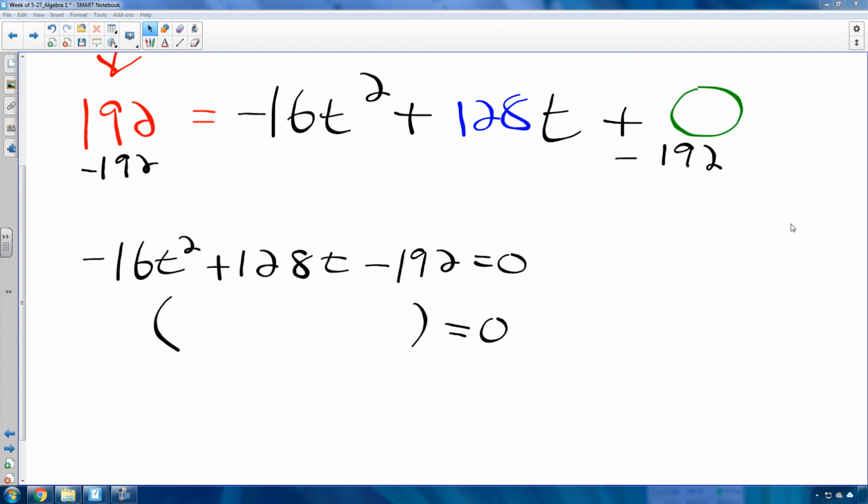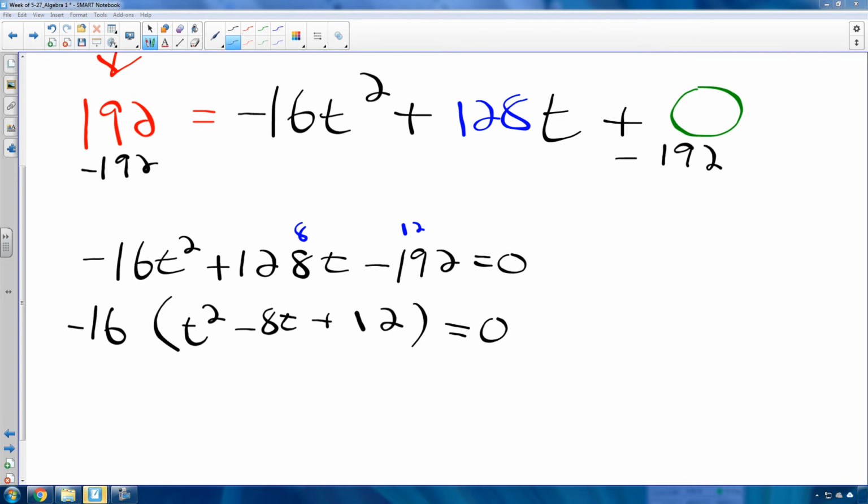So let's think about that for a second. So I pull out negative 16. A negative times a what will be a positive? A negative times a negative, it's going to be negative 8t. A negative times a positive will be a negative, and that's 12. So that's the first step.